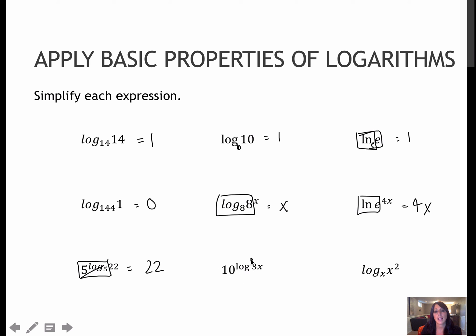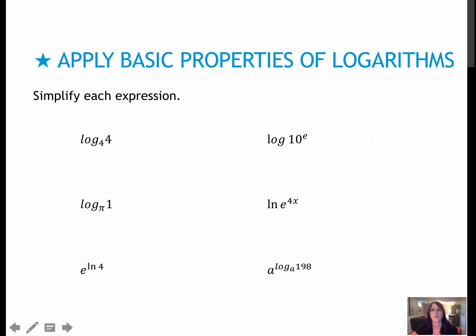This is a 10 and a common log, which is, of course, base 10. Those cancel out, and I just get 3x. And then, again, log base x of x. Those have the same values, and so my solution is 2. Here are just a couple for you to try on your own, then press play to check your work.